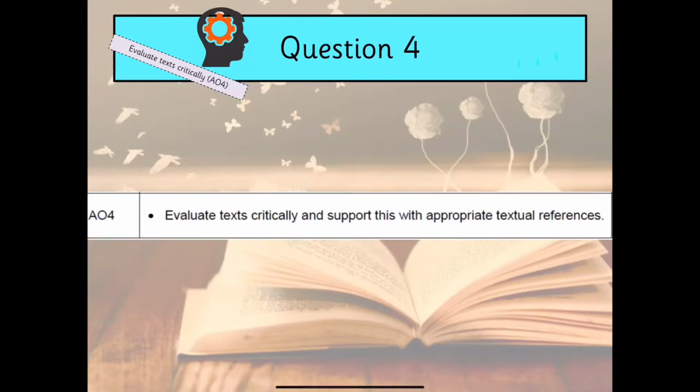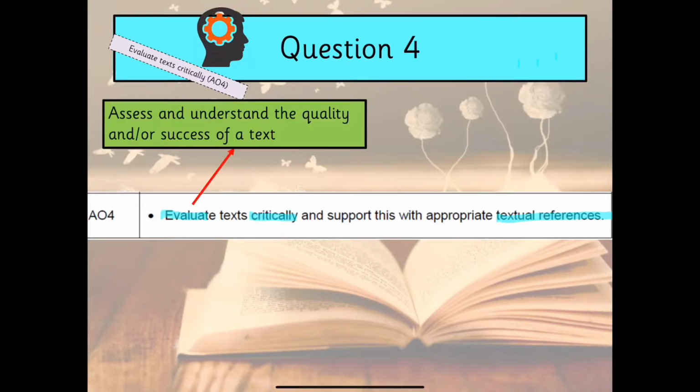So AO4 looks really quite straightforward on the surface of things. It just says from the specification, evaluate texts critically and support this with appropriate textual references. It all comes down to our understanding of these key words: evaluate, critically, textual references. Evaluation is all about assessing and understanding the quality and or the success of a text. Now just be careful with that second suggestion there. Once again, you are not writing a review of a source that you are given.